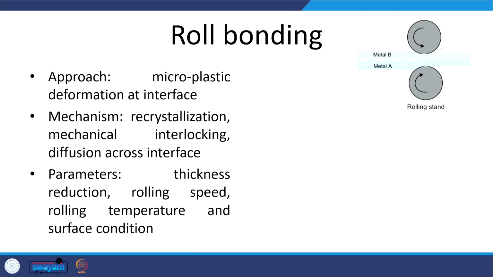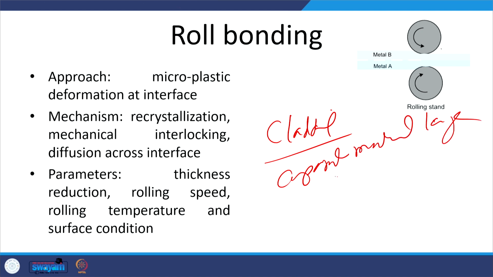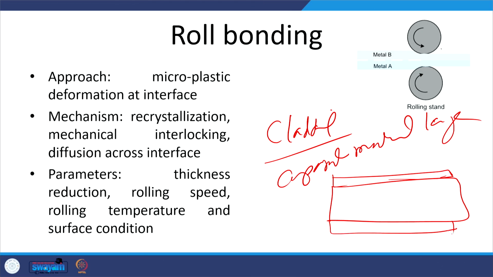Now, as far as roll bonding is concerned, roll bonding is another solid state joining process, which is particularly used for the development of cladding and for development of composite material layers. Okay. So, in that case what we do, this is the substrate, and over this if you want to apply a layer of one material on both the sides, say this is mild steel, and if you want to apply a layer of copper on both the sides, then we can use roll bonding.